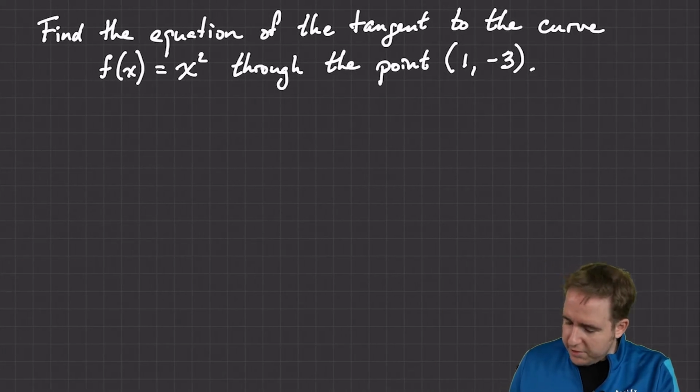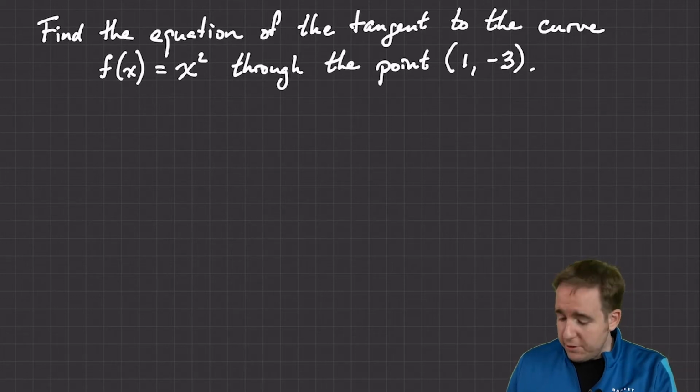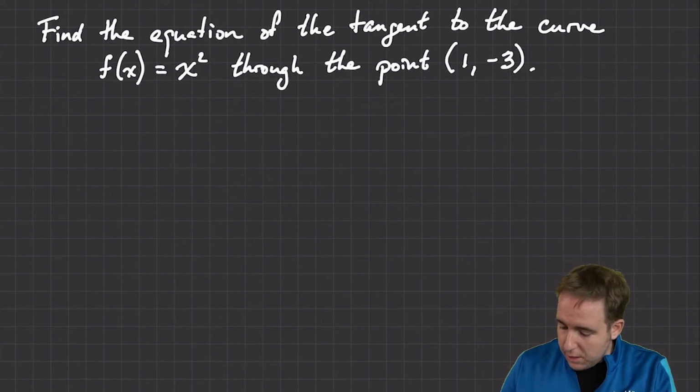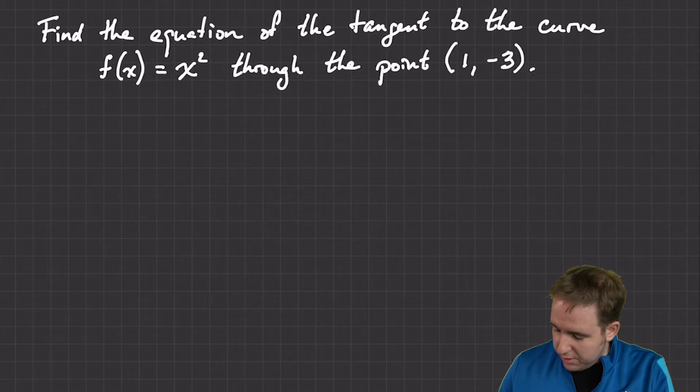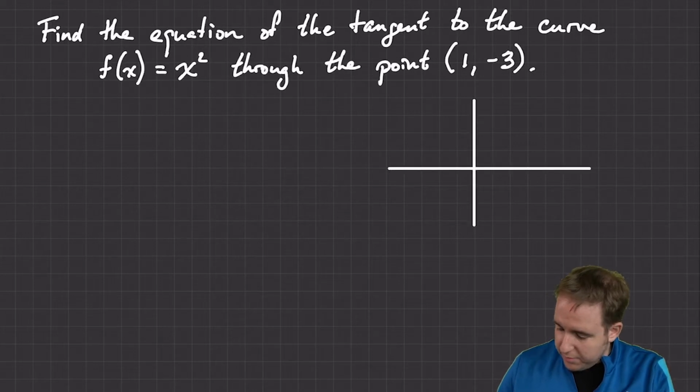Find the equation of the tangent to the curve f of x equals x squared through the point 1, negative 3. Now at first this seems like any old derivative question or tangent question. You have some function.